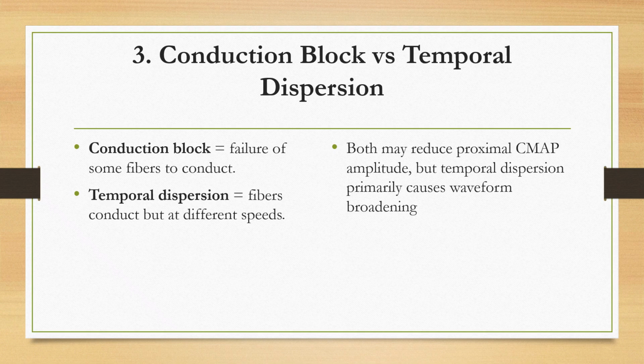Conduction block versus temporal dispersion. Conduction block happens because of failure of fibers to conduct. Temporal dispersion happens because fibers conduct at different speeds. Both may reduce the proximal CMAP amplitude, but temporal dispersion primarily causes waveform broadening.